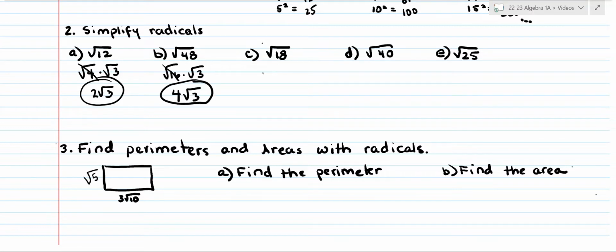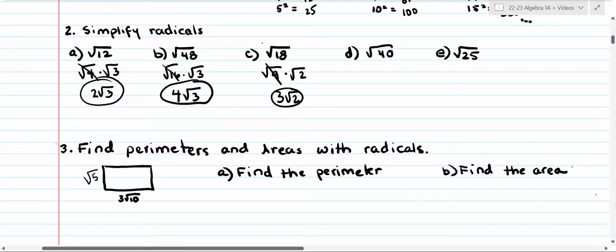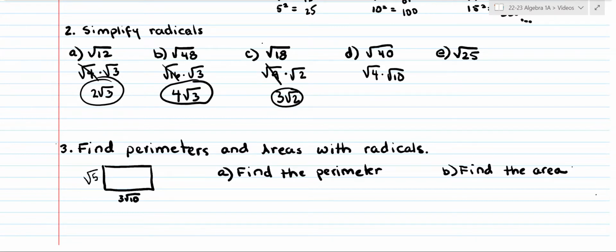Square root of 18 is going to be the square root of 9 times the square root of 2. Square root of 9 becomes a 3, so this is 3 radical 2. Square root of 40, 4 times 10. Yes, because 10 is 5 times 2. So this is the square root of 4 times the square root of 10. Square root of 4 is 2, so this becomes 2 radical 10. Square root of 25 is a perfect square, so this is just 5.